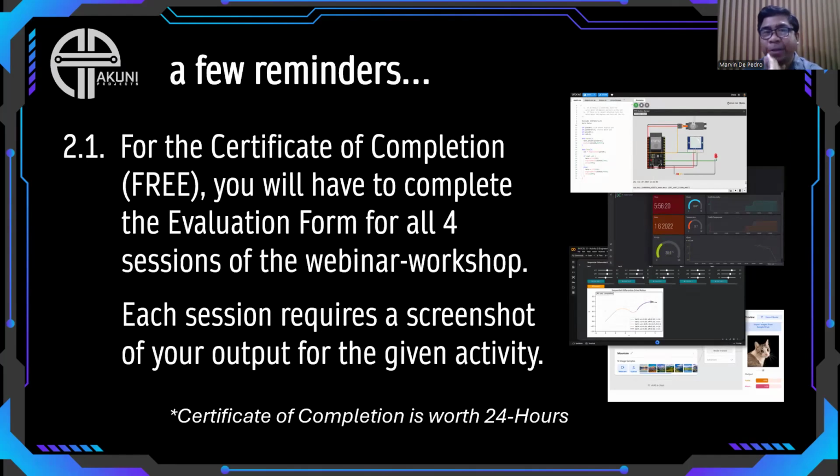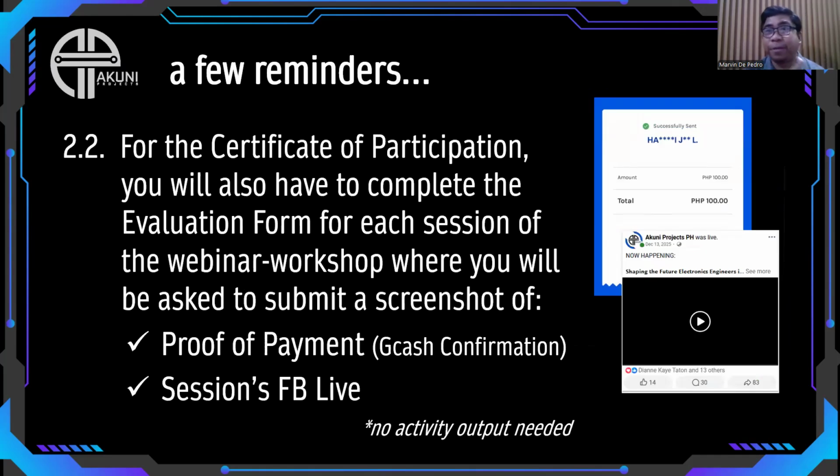Okay, because the certificate of completion requires the participants to participate and perform in the given hands-on activity, right? Because in the certificate it will indicate that you have completed 24 hours of comprehensive technical training, right? So that means you have to have an output in each session. Okay, I hope that's clear. By the way, that certificate of completion is for free.